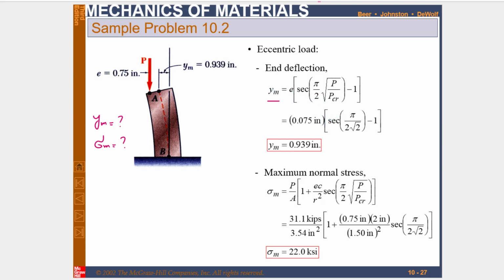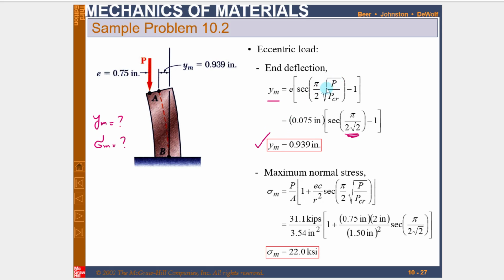So you can take the value and you can put it. Remember that when calculating secant of this, your calculator should be in radian, clear? So when you put it, it will give you the Y maximum.